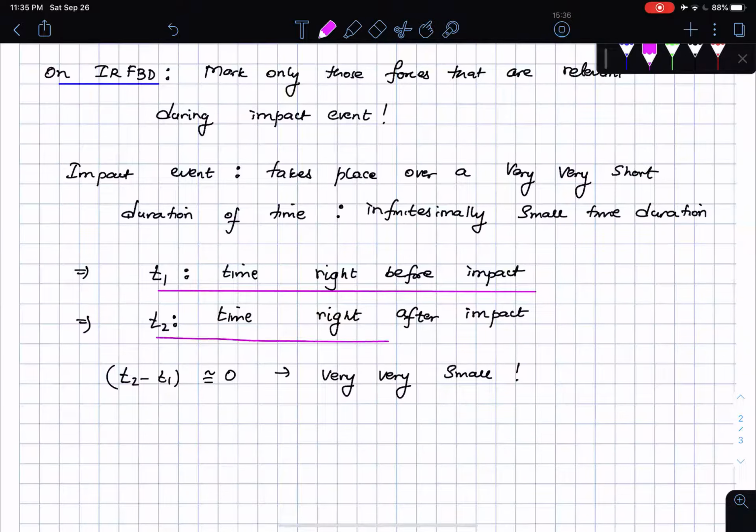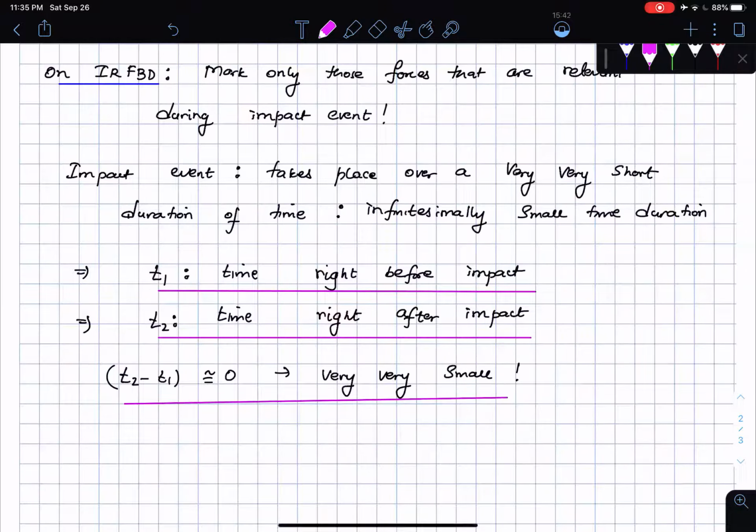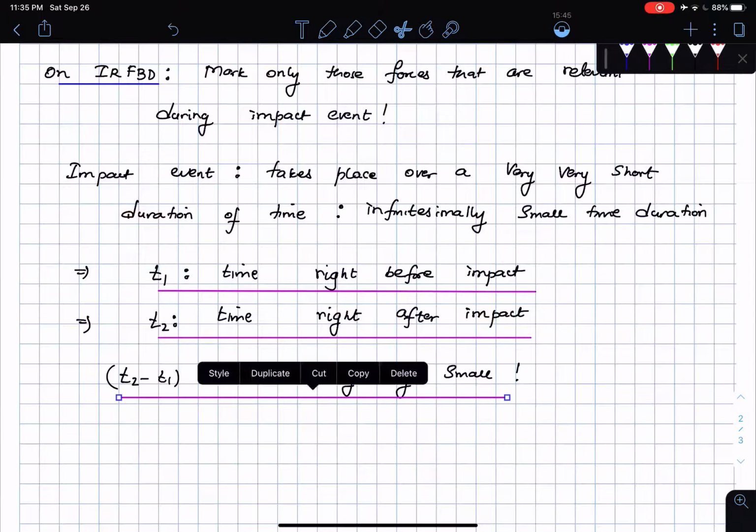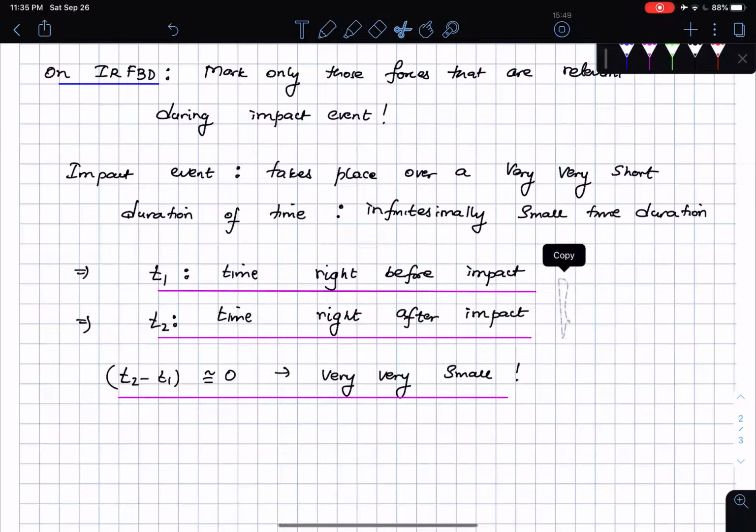Okay, so t2 is the time right after impact. The time duration of impact is very, very small or infinitesimally small. This is something that is very, very important to notice. So this is extremely important.